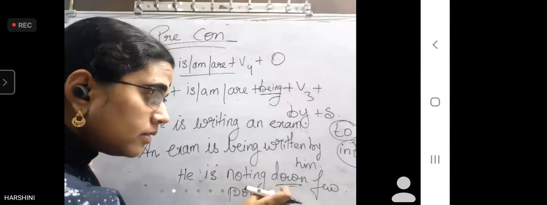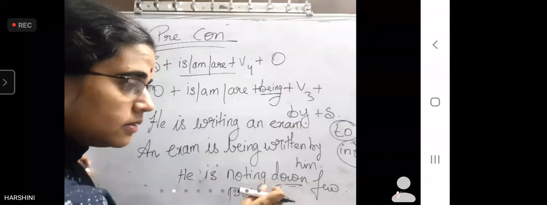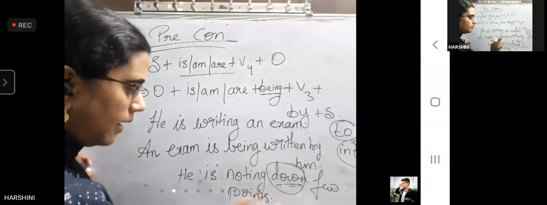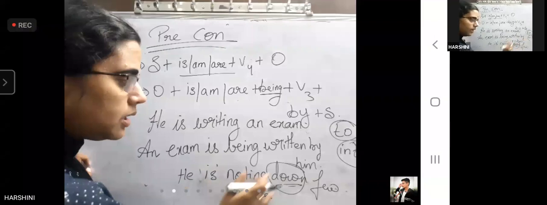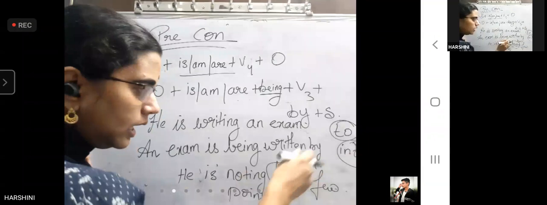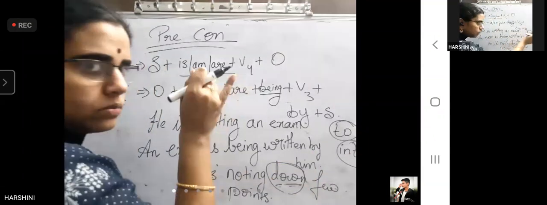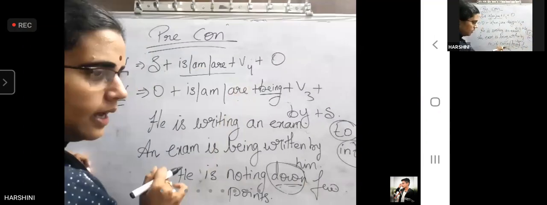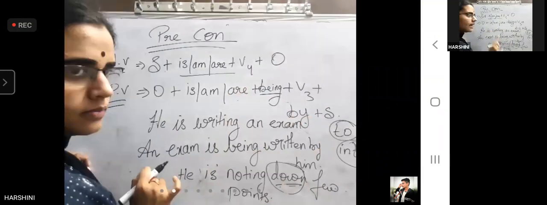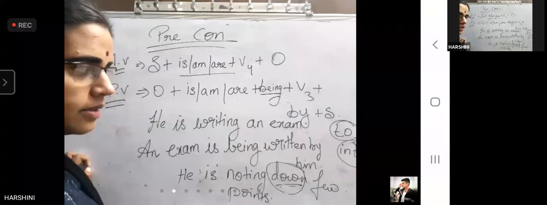What about this word? Down is a preposition. As it is, you write it there. I repeat the answer. Few points are being noted down by him. He is looking into the matter. The matter is being looked into by him. I am listening to music. Music is being listened to by me. When there is a preposition, write it as it is. Okay? So this completes your present continuous.